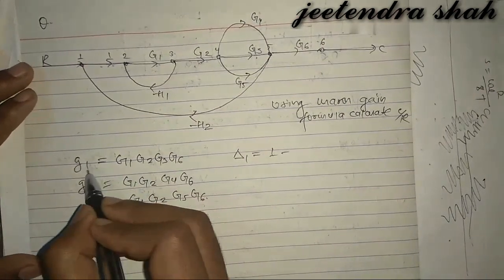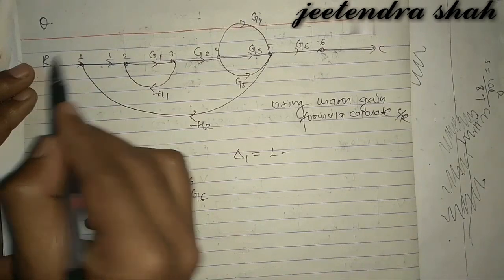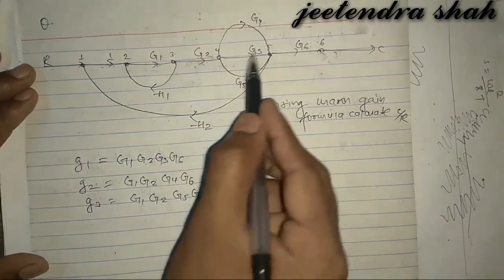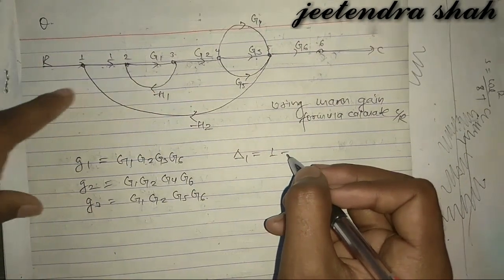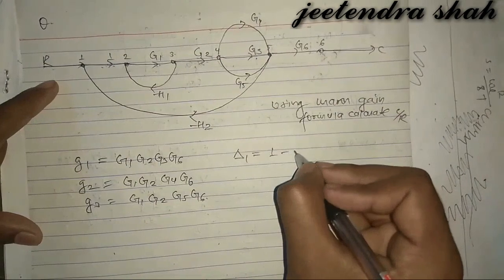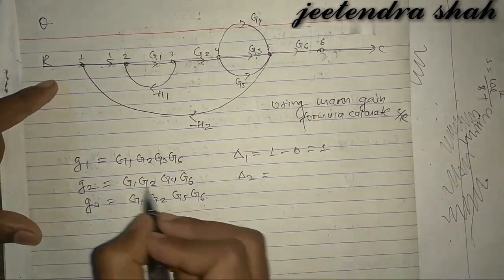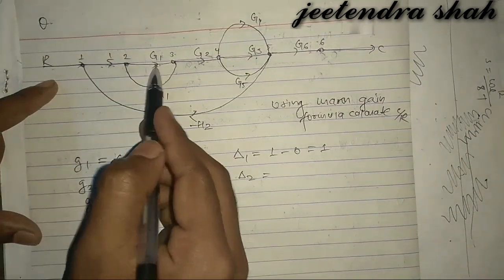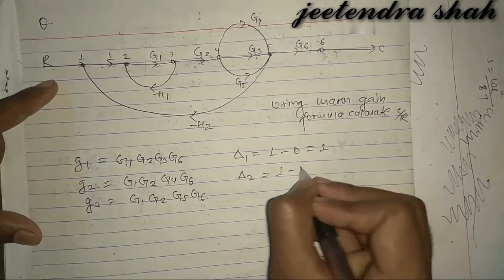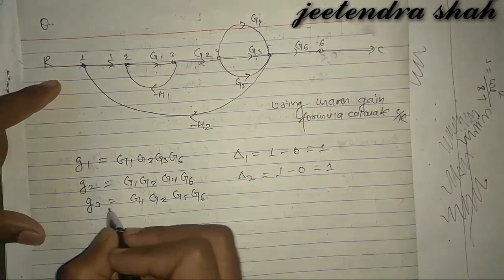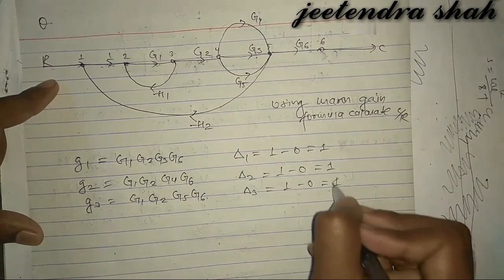Here we will have del 1 equals 1 minus, since we have gain of forward path G1 equal to G1, G2, G3, G6, since it touches all loops from first to last, and we do not have any non-touching loops, since all the loops are touched, so we write 1 minus 0 equals 1. For del 2 we have G1, G2, G4, G6. Again all the loops are touched, so 1 minus 0, 1. And for G3 again all the loops are touched, so 1 minus 0 equals 1.